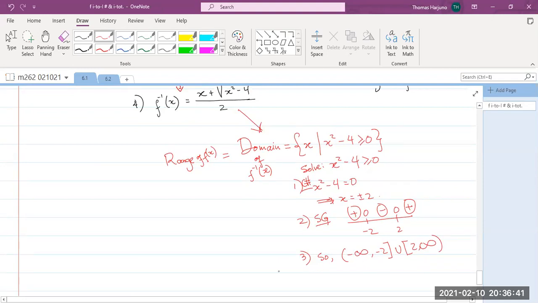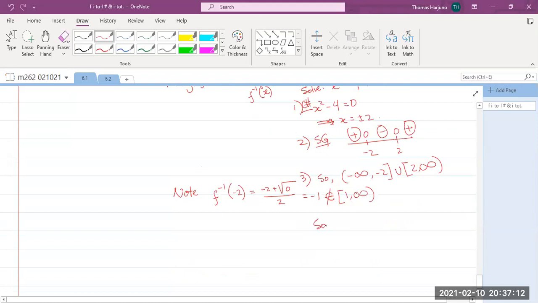Now go back. Note that f inverse of negative 2, for example, so I choose this endpoint here, will give me negative 2 plus the square root of 0, over 2, which is negative 1. But this negative 1 is not in the domain from 1 to infinity, right? Therefore, the range of the function is only this chunk.